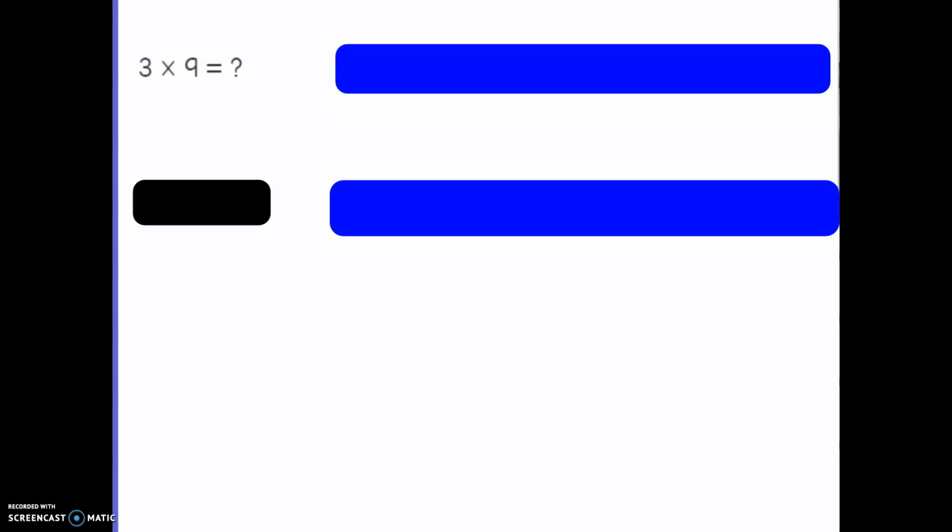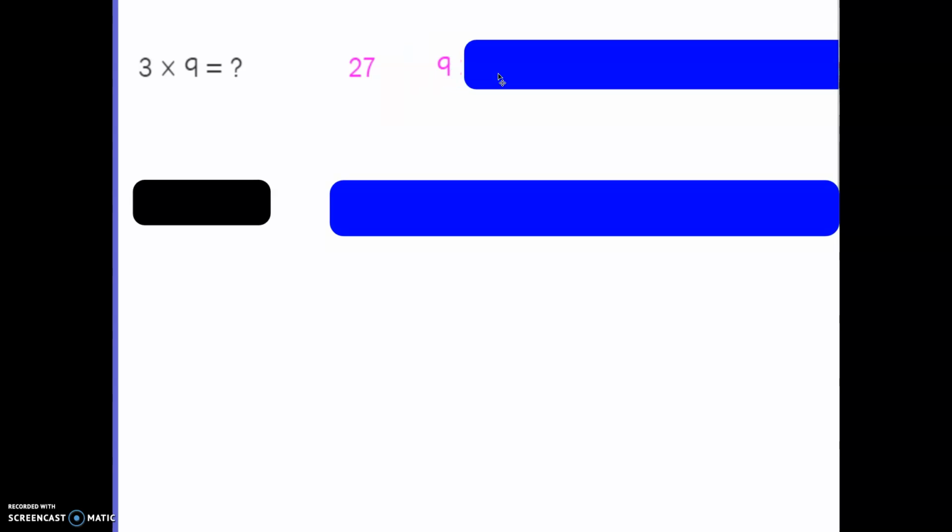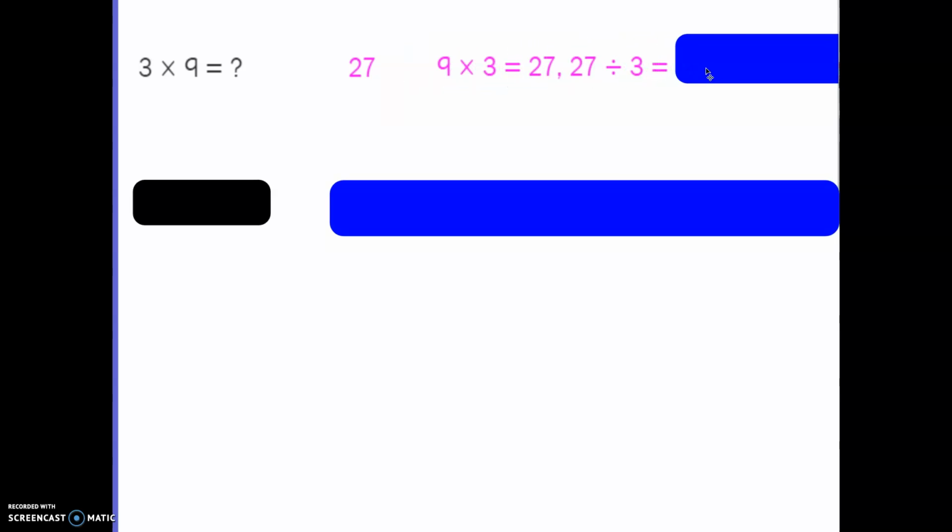3 times 9. Figure out the answer for 3 times 9, and then record the rest of the fact family on your whiteboards. All right. So 3 times 9 is 27. 9 times 3 equals 27. 27 divided by 3 equals 9. 27 divided by 9 equals 3.